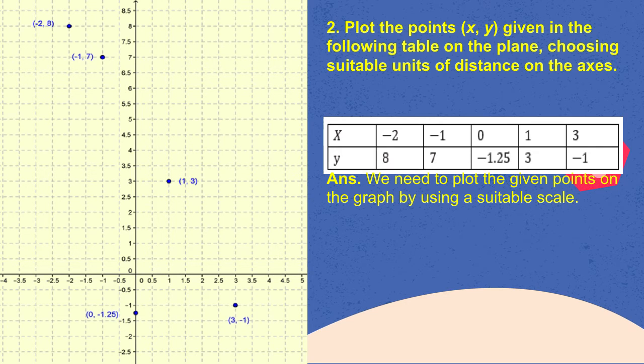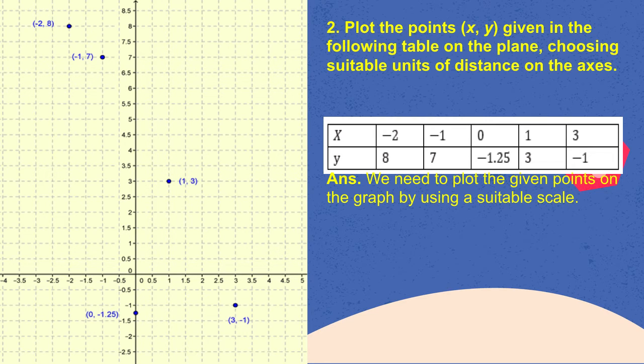Now we are given question number 2. Plot the points x, y, the coordinates are given in table form. This tabular representation is given and you are asked to plot these points. Now let us plot the points. The first point given is minus 2, 8. The first point x value is minus 2 and y is 8.